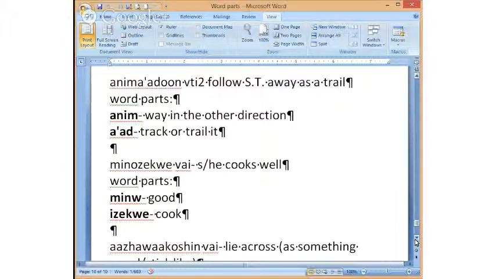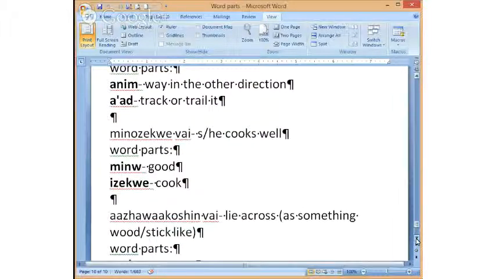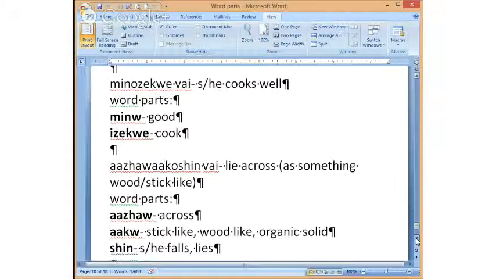So when I'm looking at the word parts, anim, away in the other direction, ad is track, and then the oon is something. So track something, follow something. Oon means something. I like this word. It seems very straightforward, as opposed to all of the other words we've had so far. Yeah, I hear you.